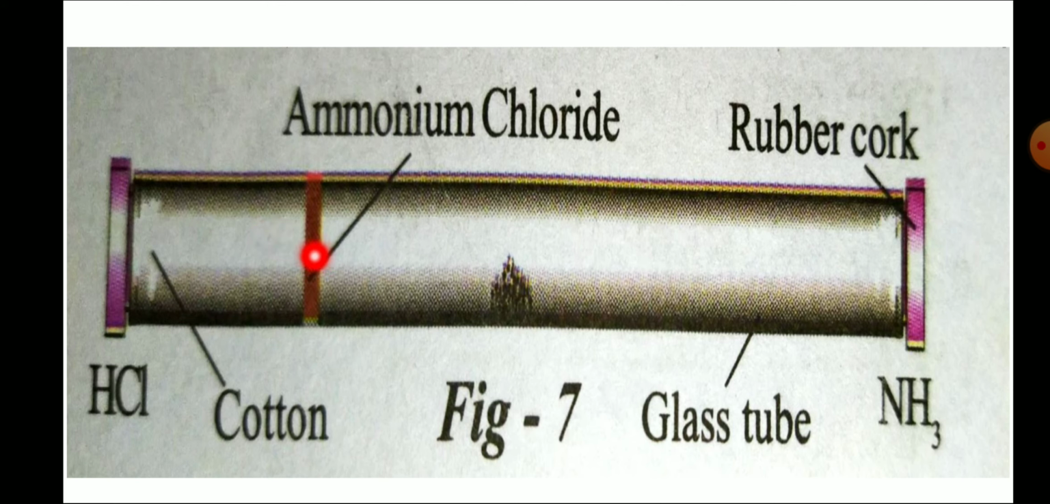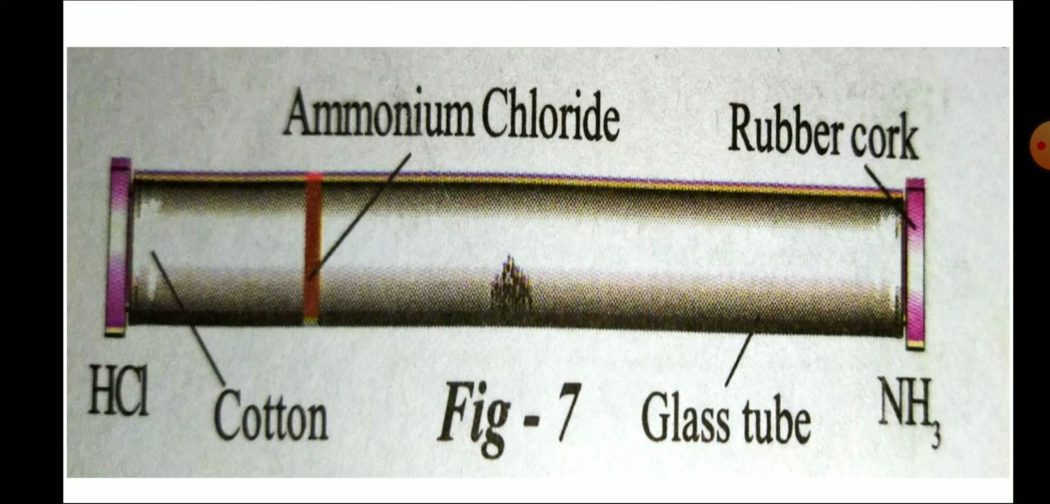How can we observe that? By seeing a white fume ring structure formation. It is a cloud-like white fume ring. So thereby we understood that these two gases are joining here.